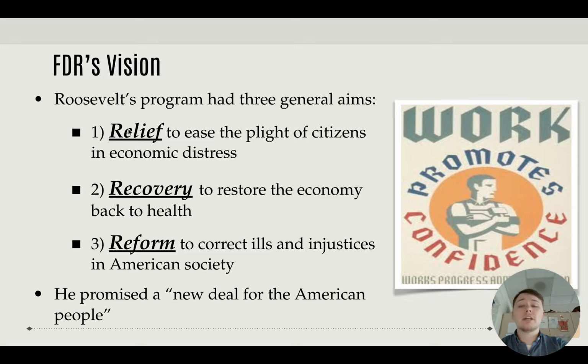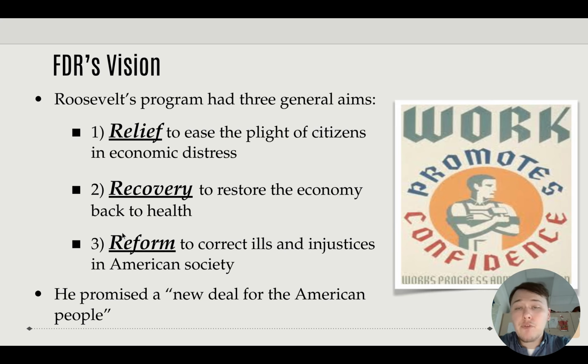So right now he's treating the symptoms, let's say. If we think of it like a disease, he's giving somebody morphine for their pain. Next up is recovery. And if he's already given somebody morphine for their pain, he's now going to give them antibiotics to fix the infection. He wants to get the economy, after he's eased the suffering, he wants to get the economy back to what it was. The final R is reform.